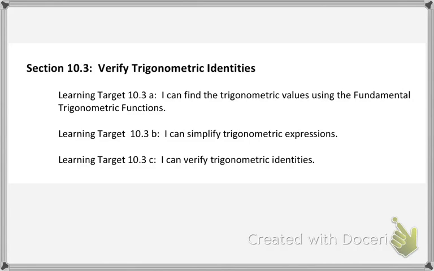Learning target 10.3b is I can simplify trigonometric expressions. And learning target 10.3c is I can verify trigonometric identities.